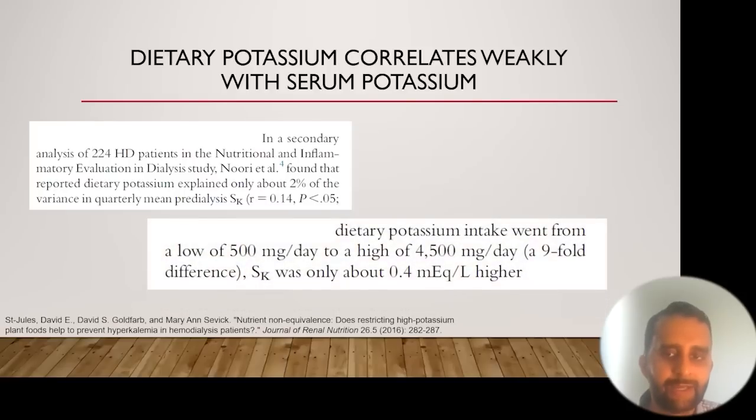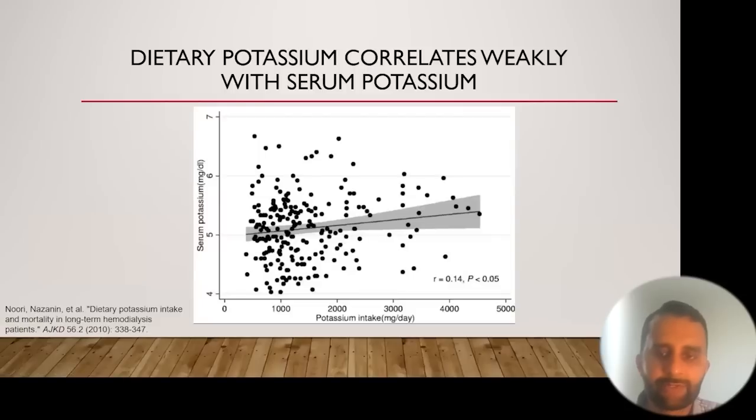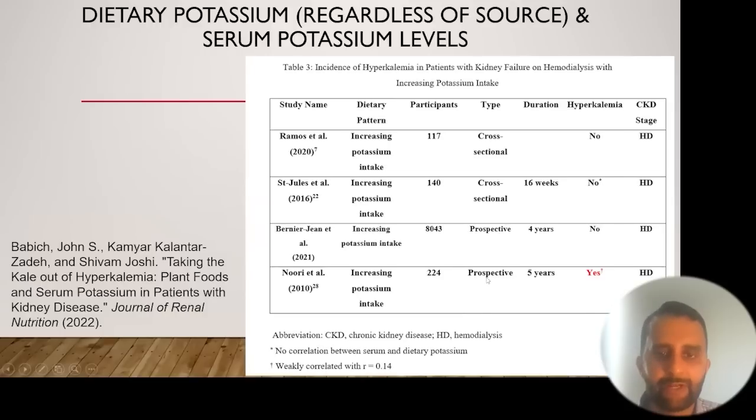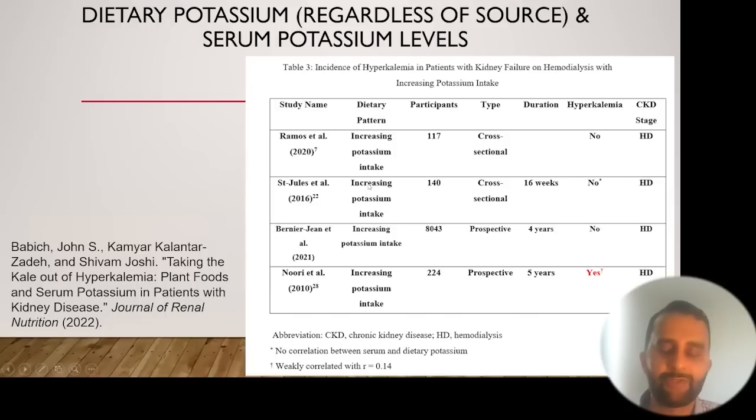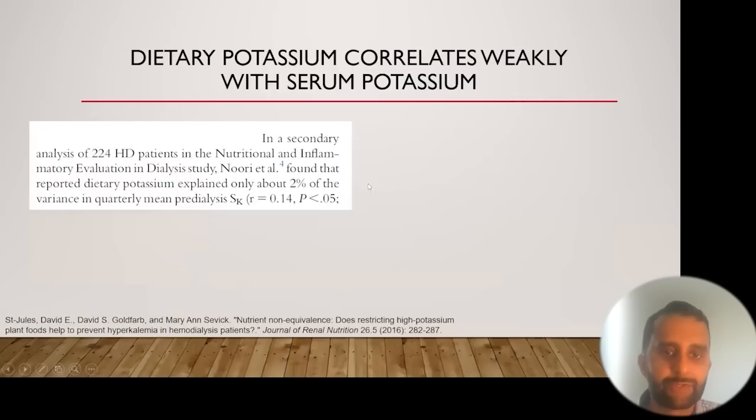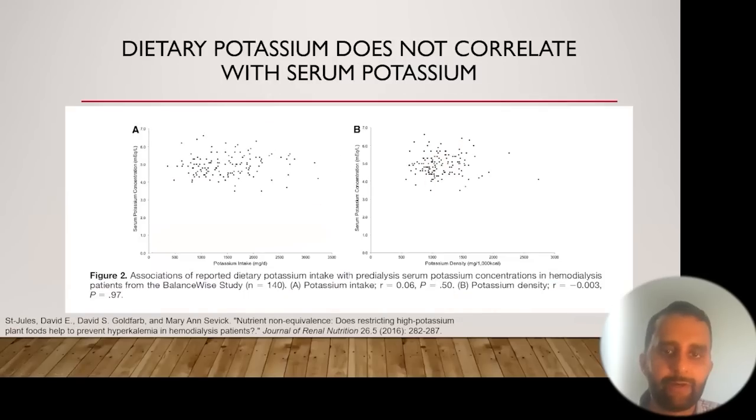Another way to put it is that even though the dietary potassium intake went from a low of 500 to a high of 4,500, which is a 9-fold increase, serum potassium only went up 0.4 milliequivalents per liter. So again, a very small increase in this one study for a very large increase in potassium intake, whereas the other studies have not shown an increase in potassium, whether you look at it from plant-based diets or all sources of potassium being consumed. So all of this is reassuring.